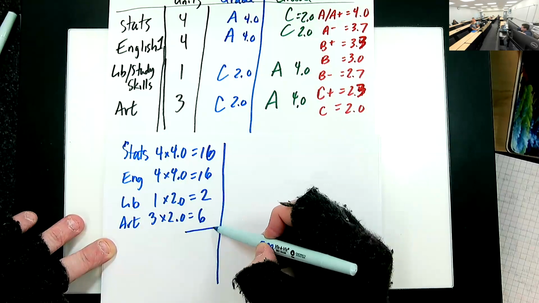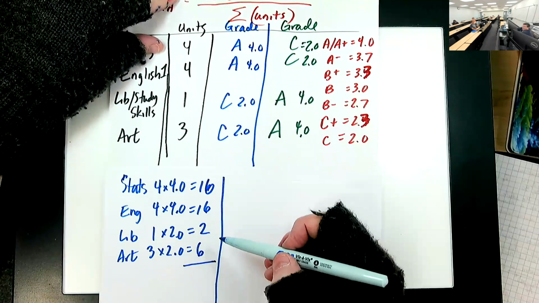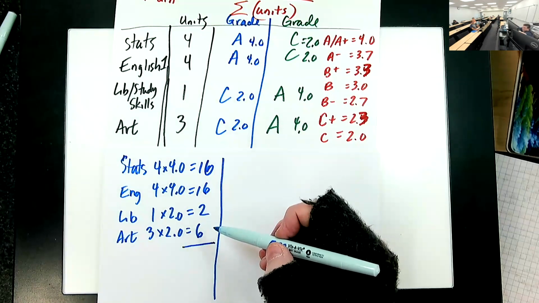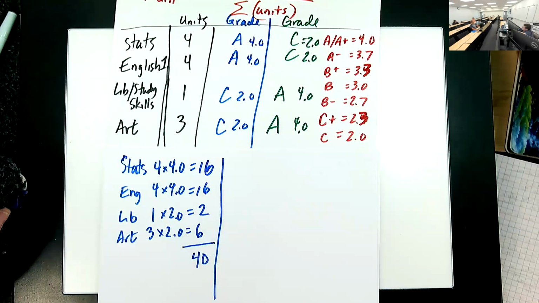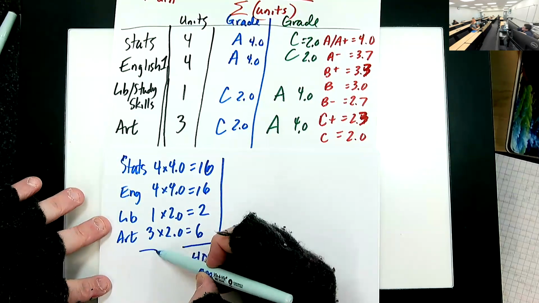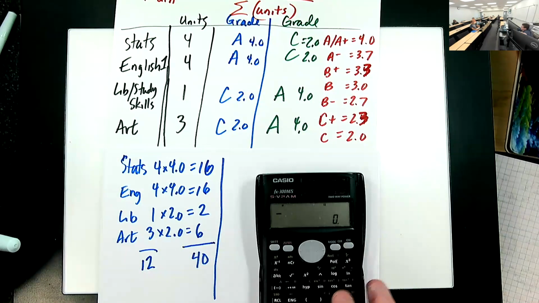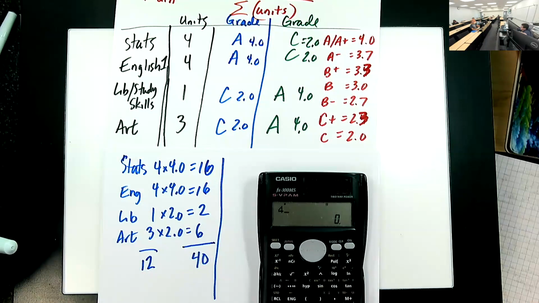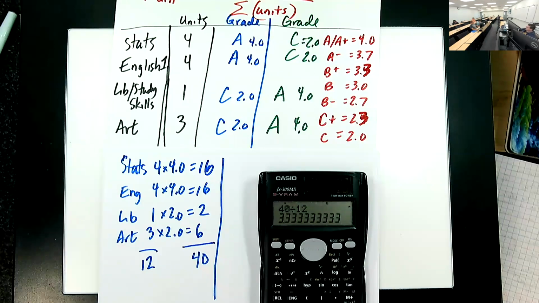The total there, because we got to do the summation thing. If I add those up, that is 32 plus 8, which is 40. The total number of units is 12. So for someone's GPA that got the A's and C's, with the heavy ones on the math and English, 40 divided by 12 is a 3.33 GPA.